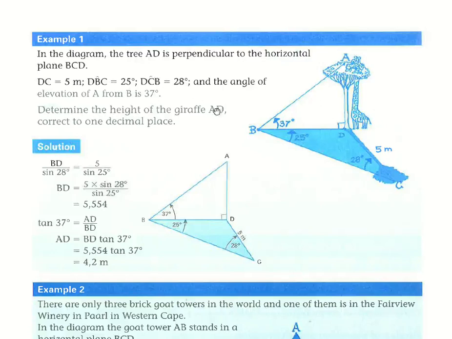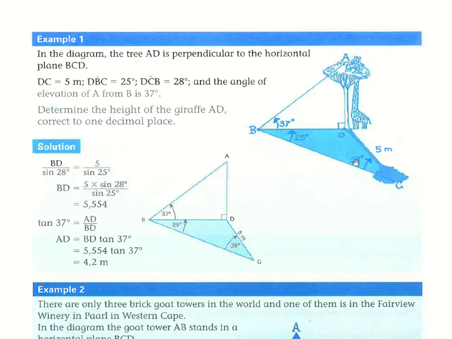So, determine the height of the giraffe AD correct to 1 decimal place. Now, if we look at this, this is in a right angle triangle, right? But I've got this angle, and I know I can use trig in a right angle triangle to solve for this length AD. But I don't have any other side lengths. I don't have that side length, I don't have that side length. I can figure out that angle, but that angle is not going to help me figure out this length. So, how do we then do it?